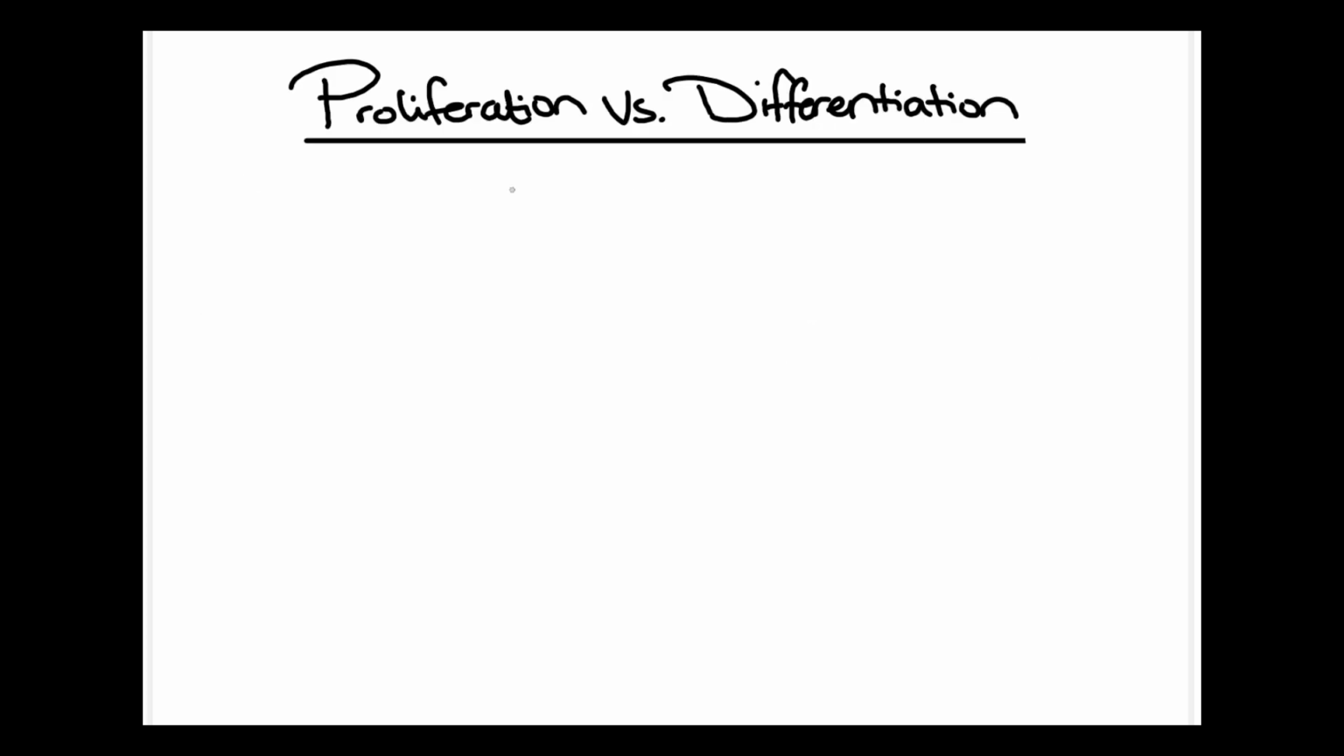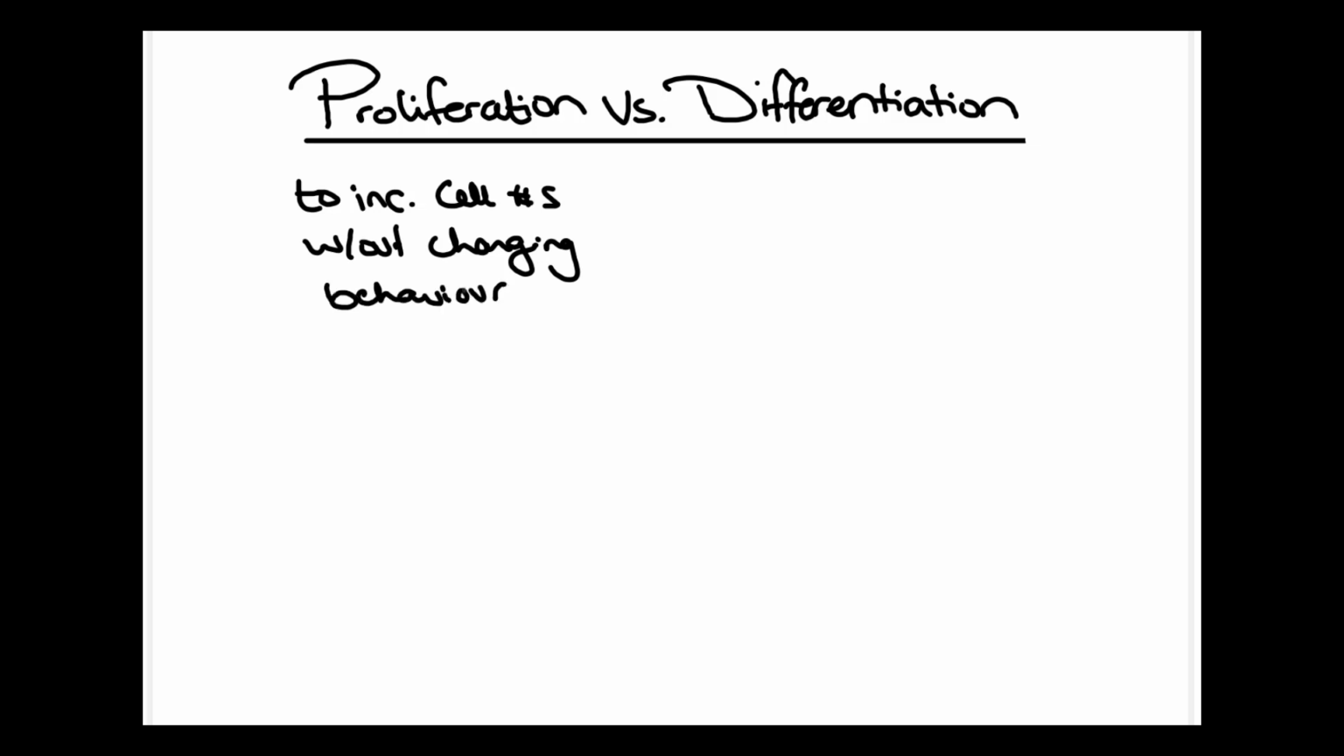Now let's talk about the difference between proliferation and differentiation. So proliferation is basically done to increase the cell numbers without changing any behavior. Undifferentiated stem cells have the best chance to expand in the laboratory, but transplantation may need the cells to be differentiated or have the potential to at least differentiate.